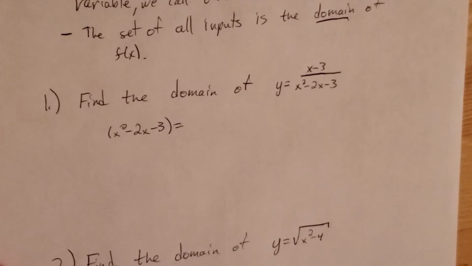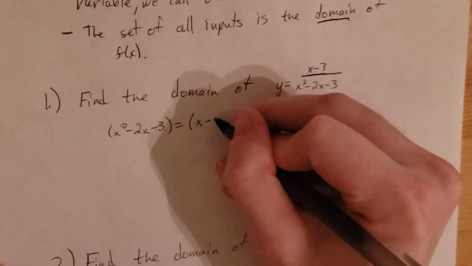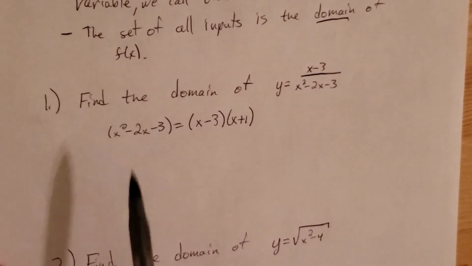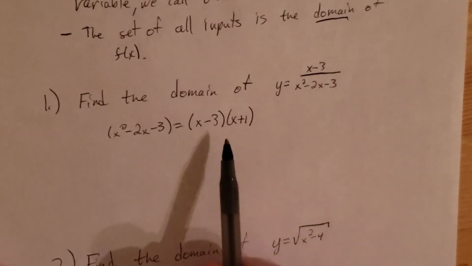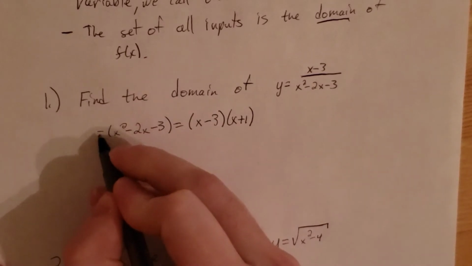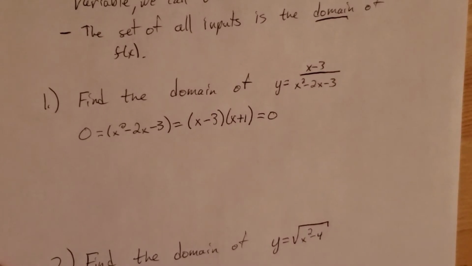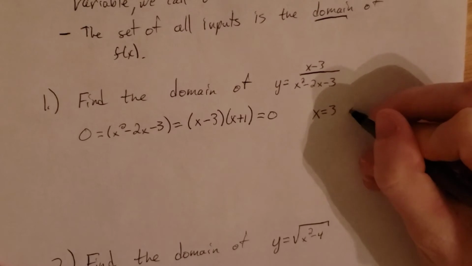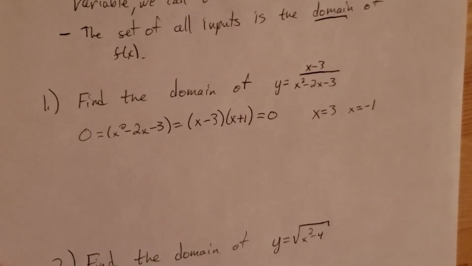Well, this quantity here, x squared minus 2x minus 3, is the same as x minus 3 times x plus 1, right? If you multiply this out, you get x squared minus 2x minus 3. So we want to know when this is equal to 0. Well, x minus 3 times x plus 1 is equal to 0 when x is equal to positive 3 and x is equal to negative 1.